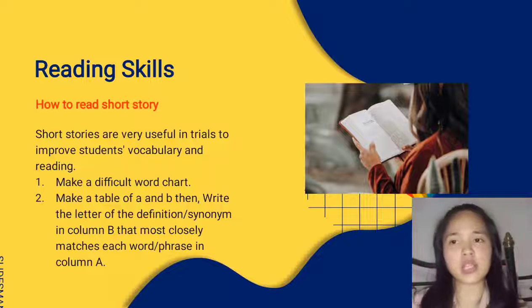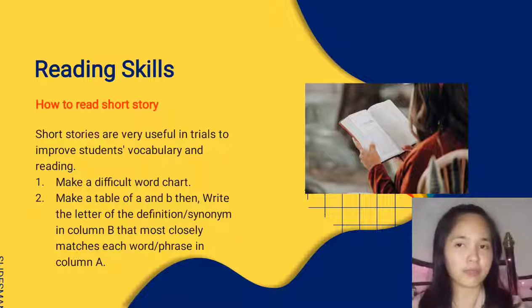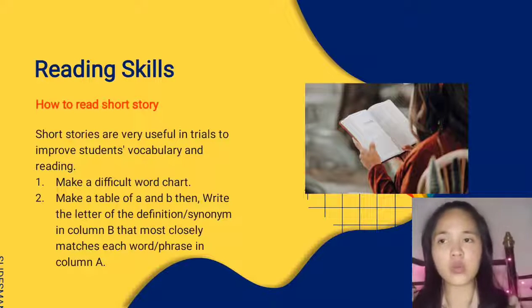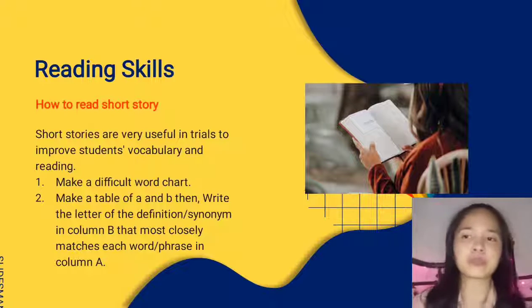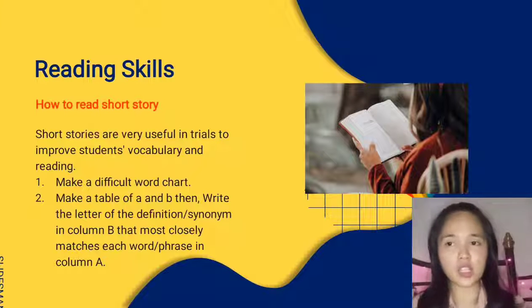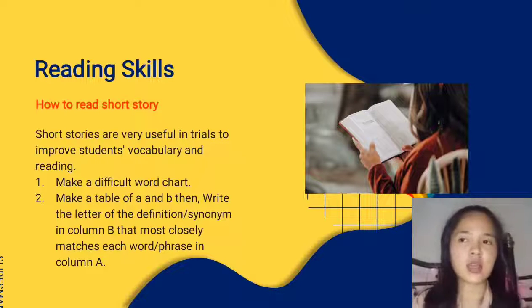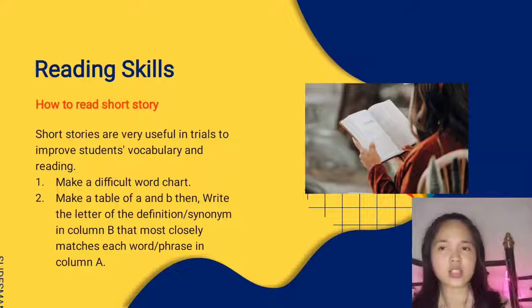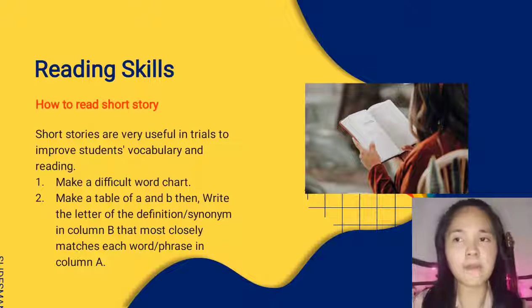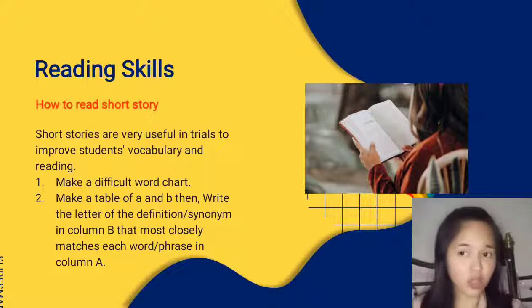So short stories are very useful in 3 ways to improve students' vocabulary and reading. And a person who reads literary texts makes better improvement in vocabulary and reading. These activities are related to form, meaning, and use respectively. The first tip on how to read is to make a difficult word chart, because this activity helps students, or you, to learn more vocabulary, and it also teaches them how to use a dictionary, of course, okay?